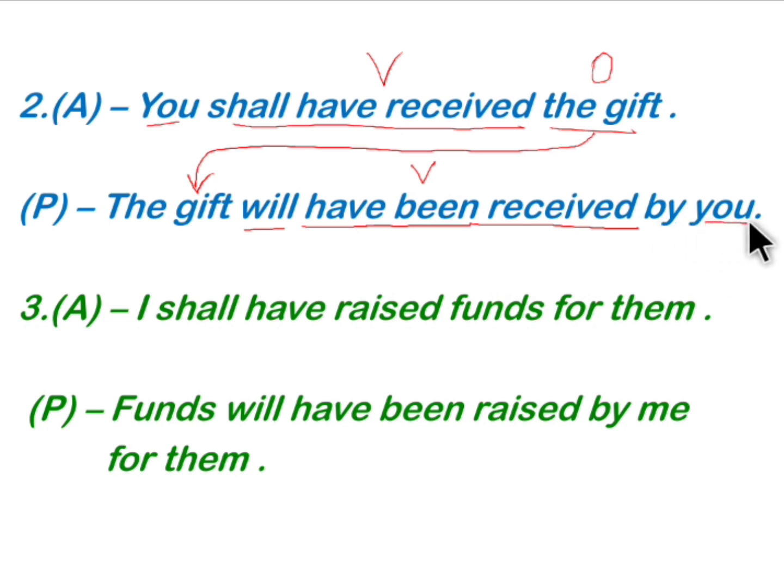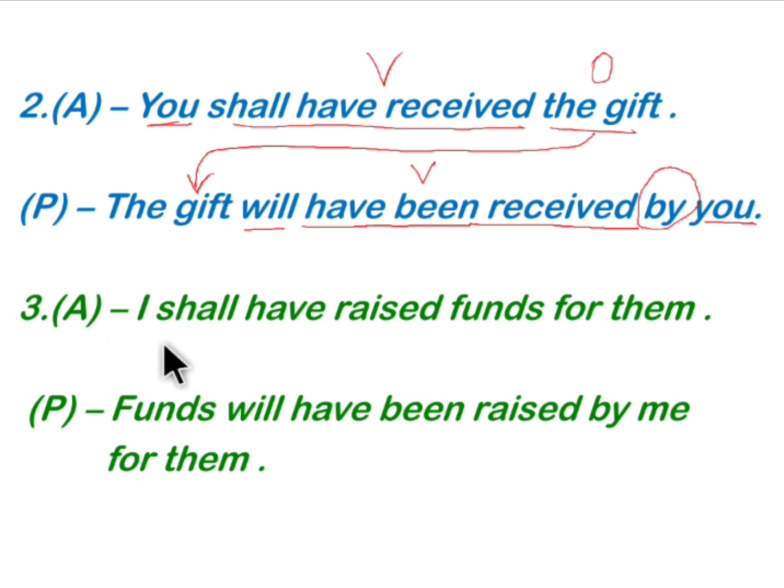We write you, which is the subject in the active voice. There is no change in you, so we write you, and by is used to denote the doer of the action. So the passive voice is the gift will have been received by you.